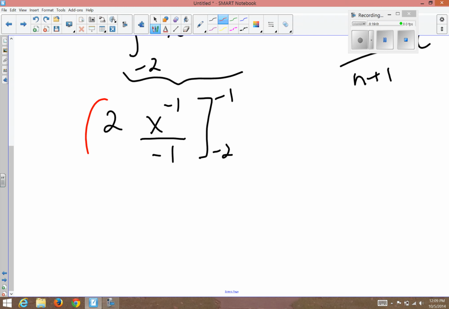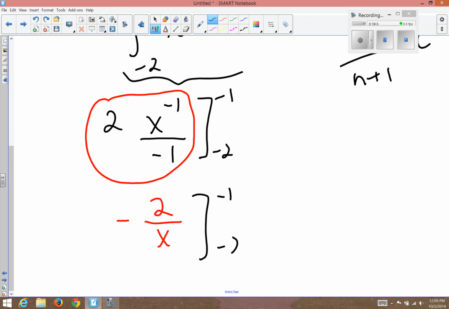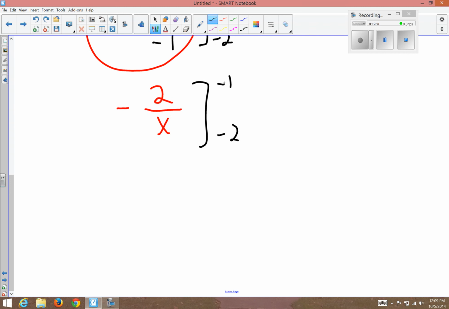All this can be rewritten as negative 2 over x, because we have negative 1 in the denominator. And the bracket tells us to replace x with the number up here and subtract. After the subtraction symbol, replace the x with the number down here. So this right here is positive 2. That's the subtraction symbol. This is positive 1. And the final answer is 1.